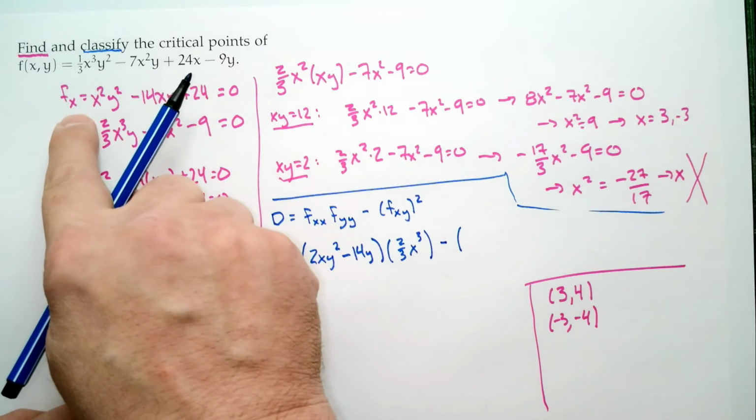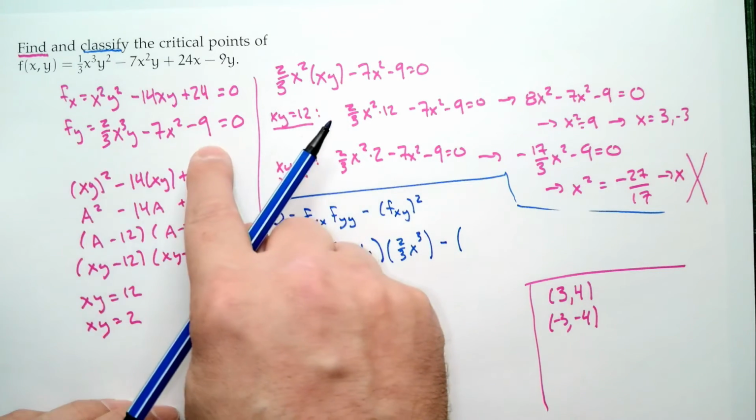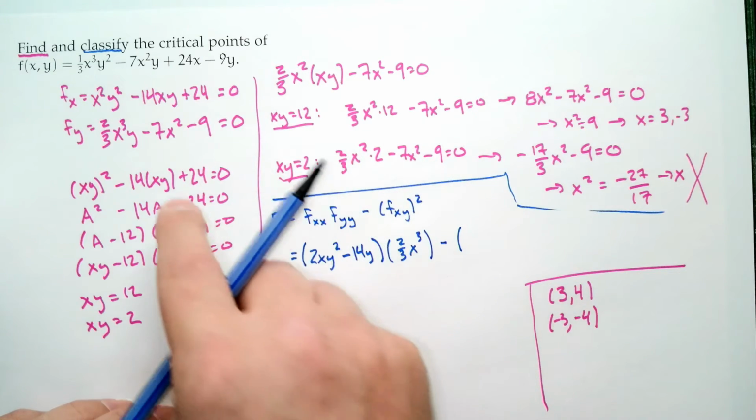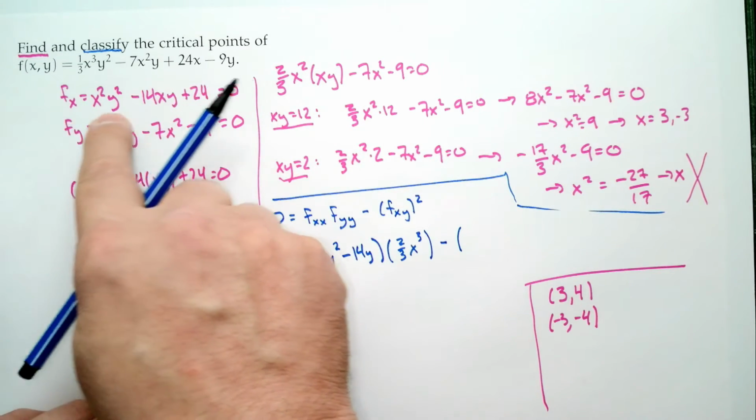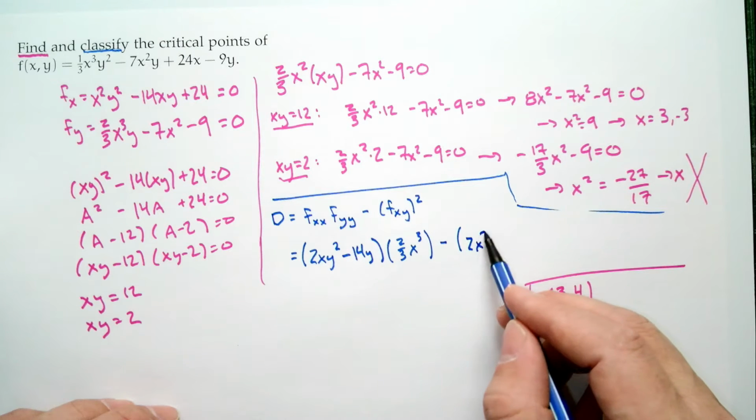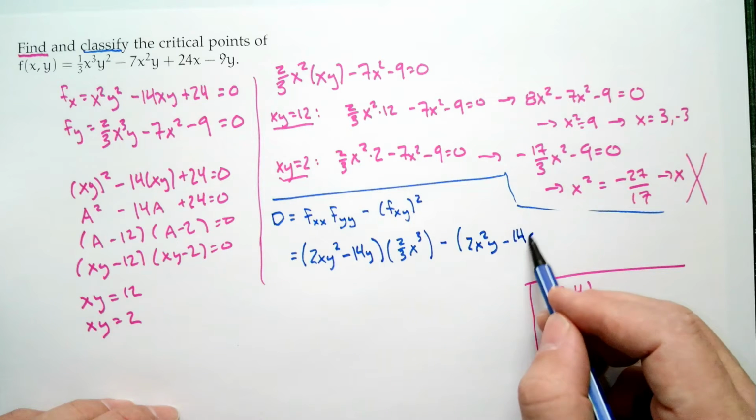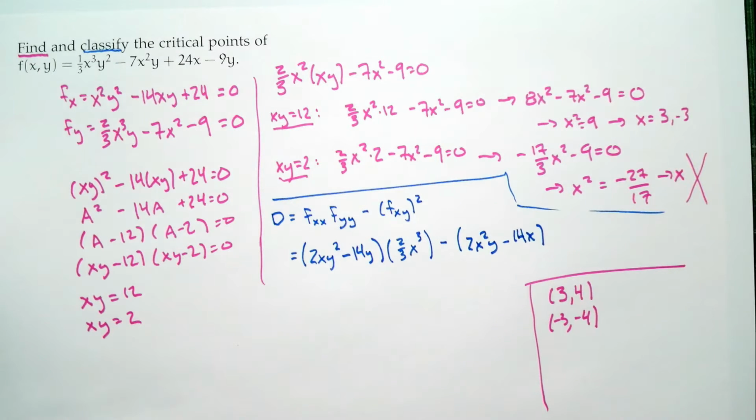So I can take the derivative of f sub x with respect to y, or the derivative of f sub y with respect to x. I'll get the same answer. So if I take the derivative of f sub x with respect to y, I would get 2x squared y minus 14x. So now there's the D. So we're not quite done.